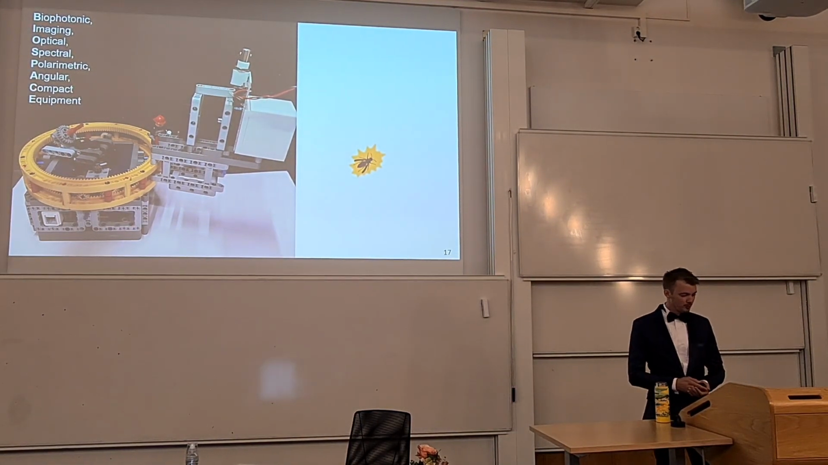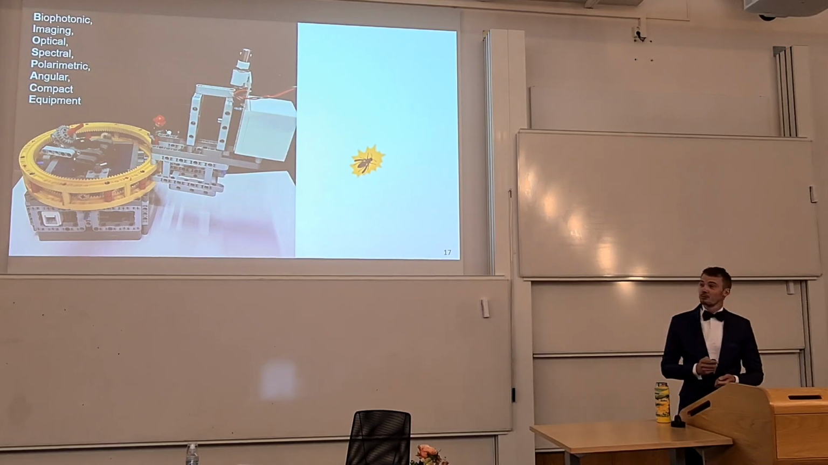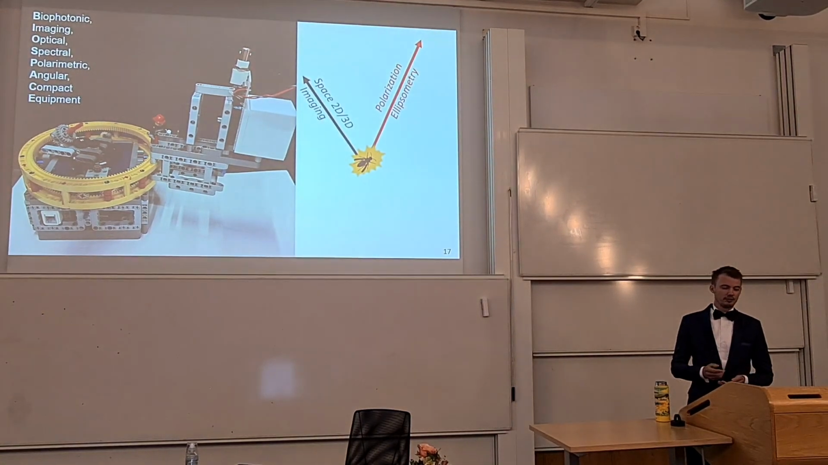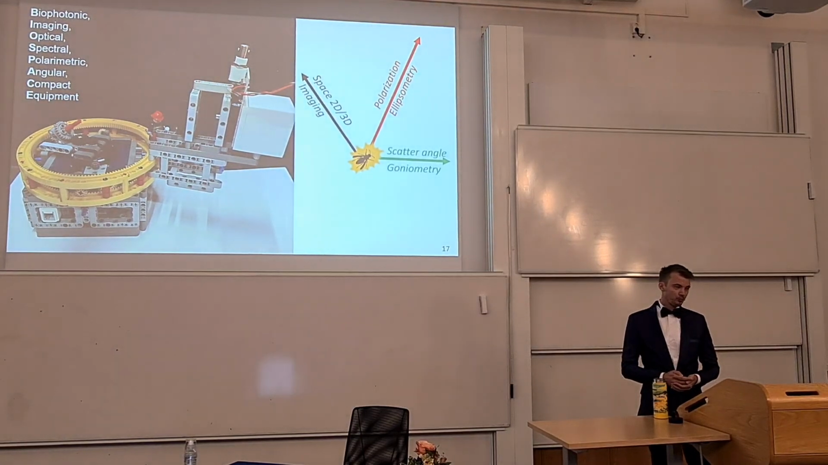We've said that it can measure in 6 dimensions, and we're talking about these light properties. It can measure 3 spatial dimensions. It can measure the polarization of light. It can measure scatter angle, and finally the wavelength, so the color of light.